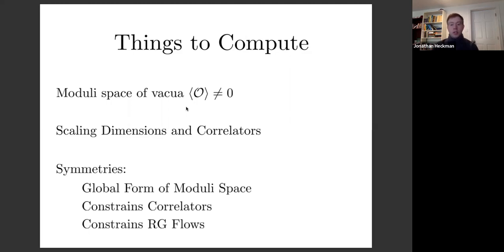It can constrain correlation functions. These are kind of classic applications. And in terms of things like anomaly matching, you can also constrain the RG flows. So if you have a symmetry which is not broken along a flow, then an anomaly has to match between the UV and the IR. This provides a good way of constraining possible strong coupling dynamics.